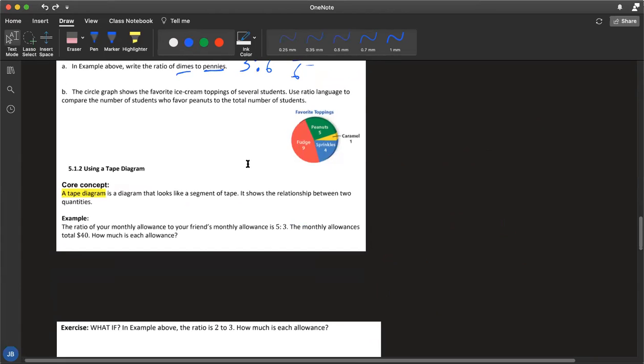Now, the circle graph shows the favorite ice cream topping of several students. We're going to use ratio language to compare the number of students who favor peanuts to the total number of students. So here's what I want to do. Jerry will do peanuts to the total number of students.